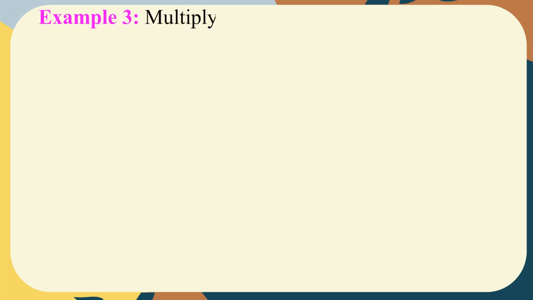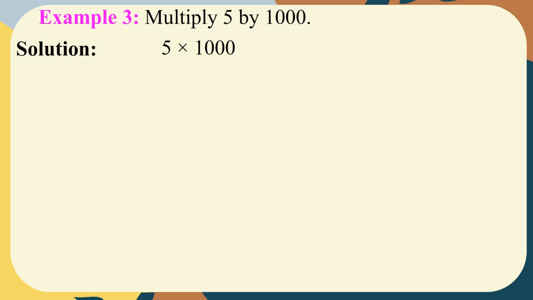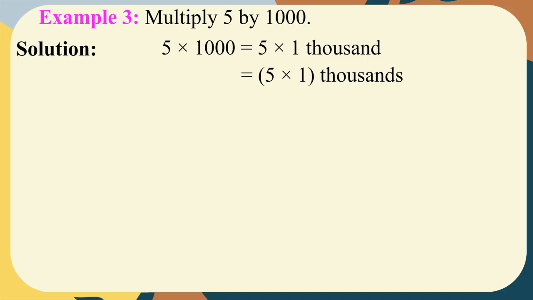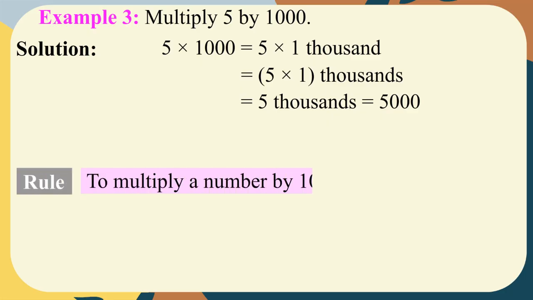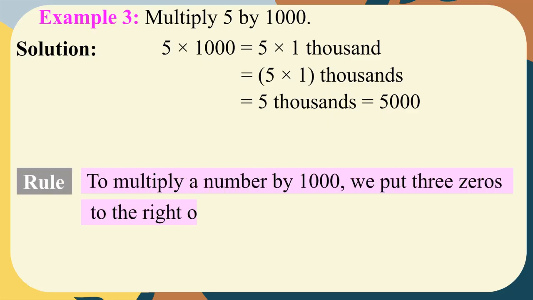Example 3. Multiply 5 by 1000. Solution: 5 multiplied by 1000 is equal to 5 into 1000, which is equal to 5 thousands, which is equal to 5000. Rule: to multiply a number by 1000, we put 3 zeros to the right of the number.